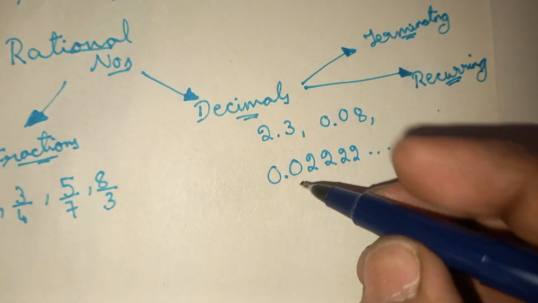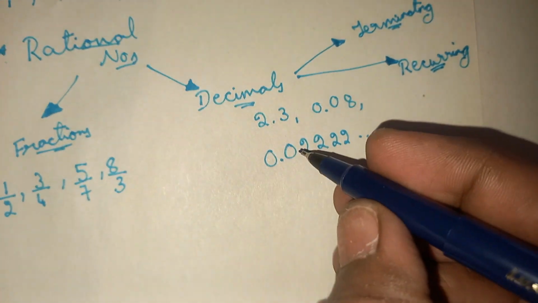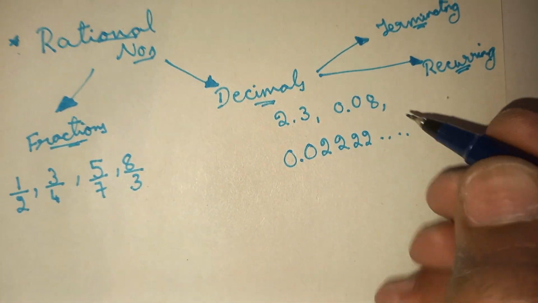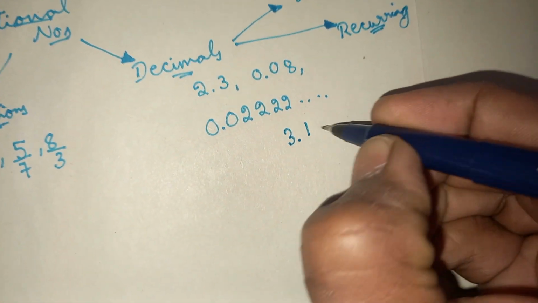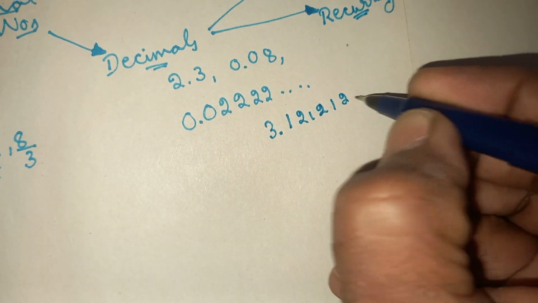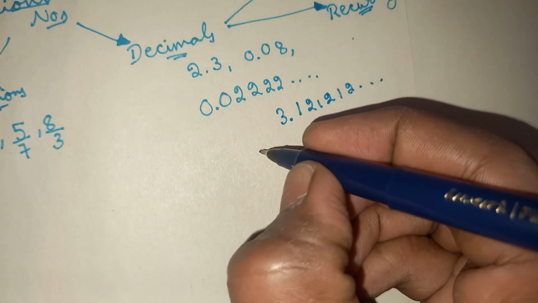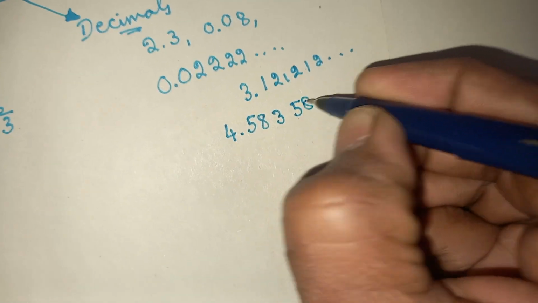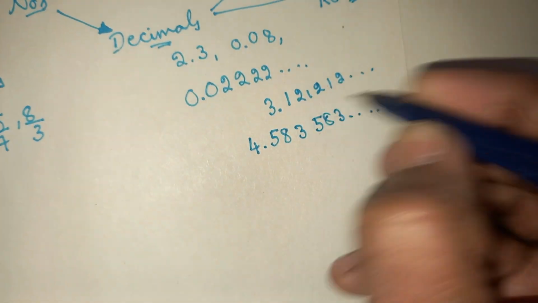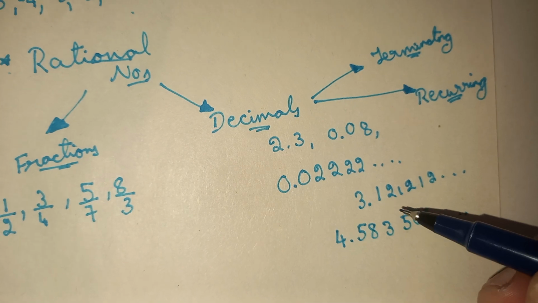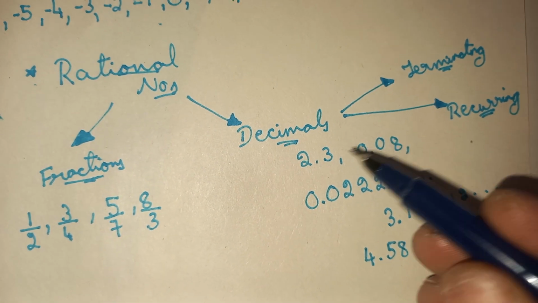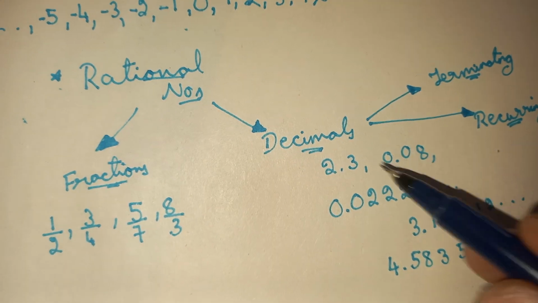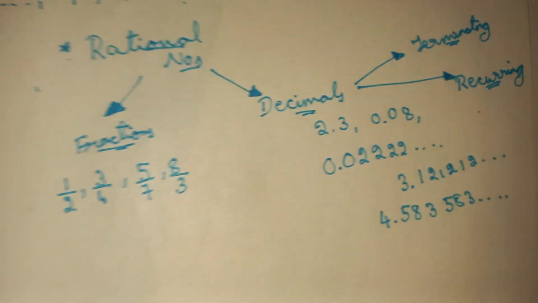Recurring decimal. See this one. This is a recurring decimal: 0.0222, where 2 keeps on repeating. And 3.121212, here 12 is repeating. And then 4.583583, here 583 keeps on repeating. These are known as recurring decimals, and these are known as terminating decimals: 2.3, 0.08. It stops.